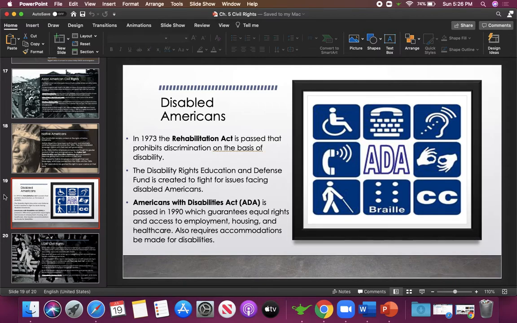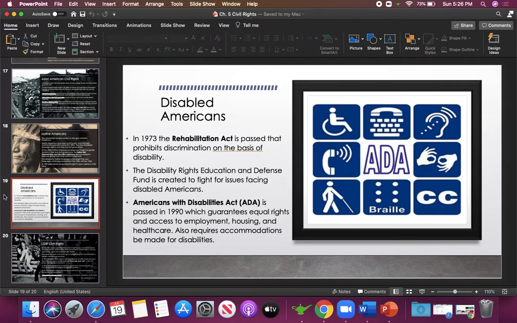Disabled Americans. In 1973, we passed the Rehabilitation Act, which essentially prohibits discrimination on the basis of disability. So, for getting jobs, going to college, all that kind of stuff, you can no longer discriminate against someone for a disability. The Disability Rights Education and Defense Fund is created. It's similar to, say, the NAACP, but a group that advocates for the rights of disabled Americans.